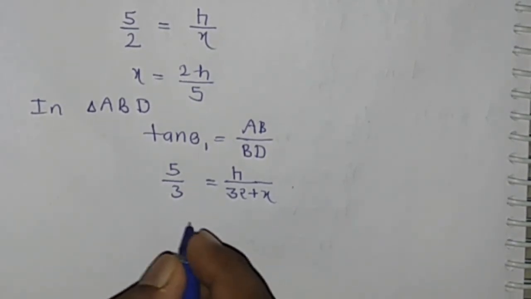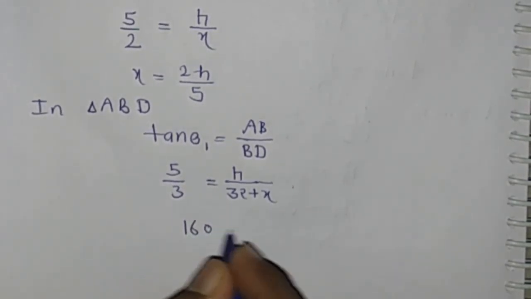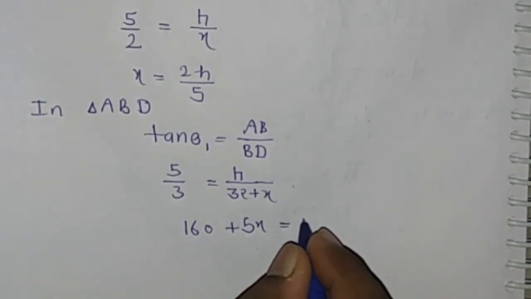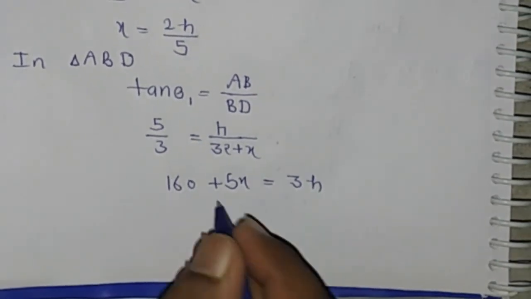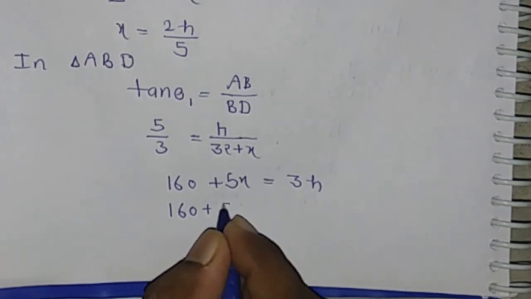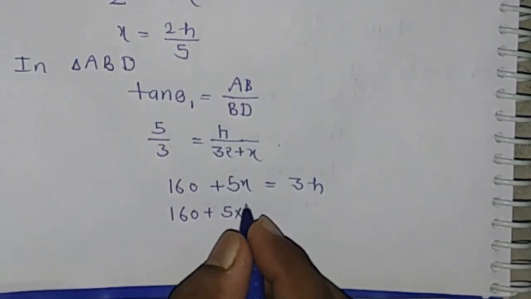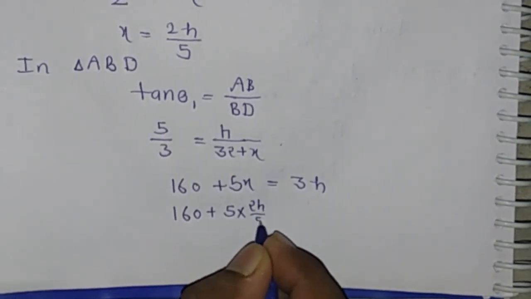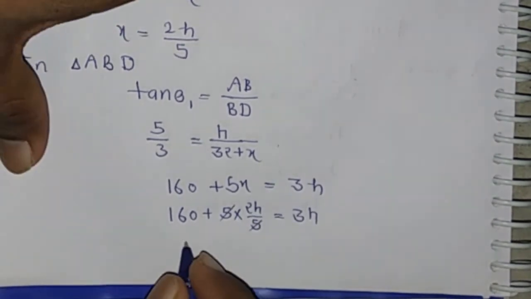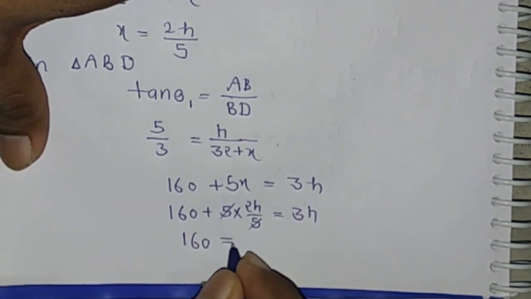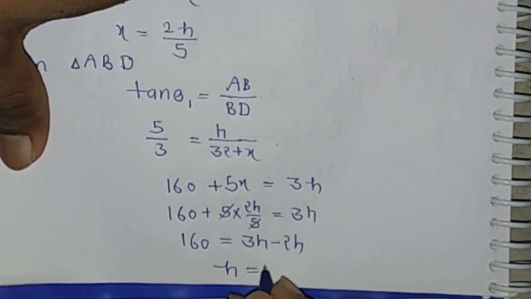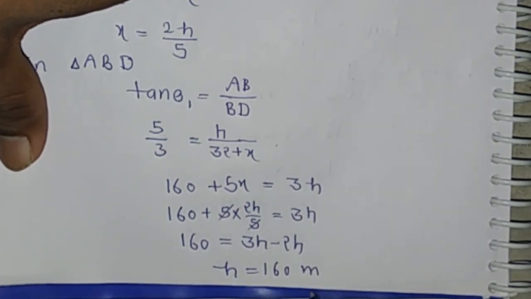Now cross multiply, we have 160 plus 5x equals 3h. Put the value of x, we have 5 into 2h by 5 equals 3h. 5 cancels out, we have 160 equals 3h minus 2h, then h equals 160 meter, and it is the answer.